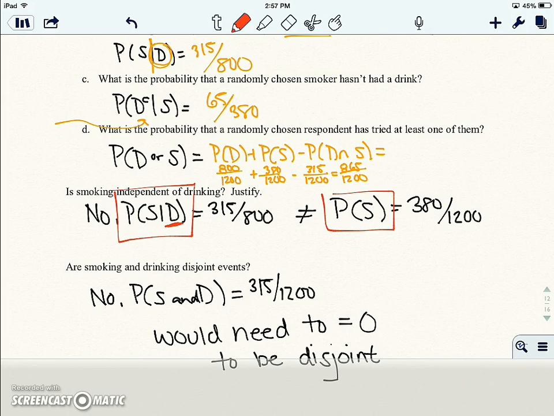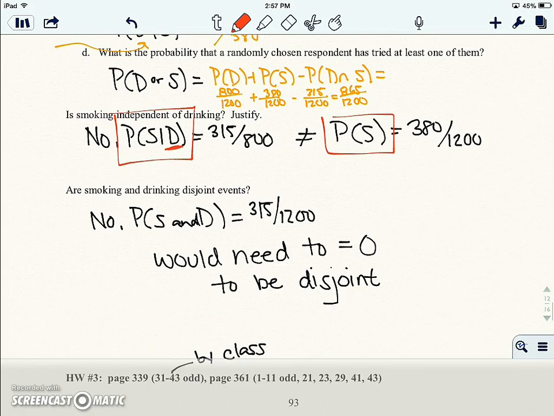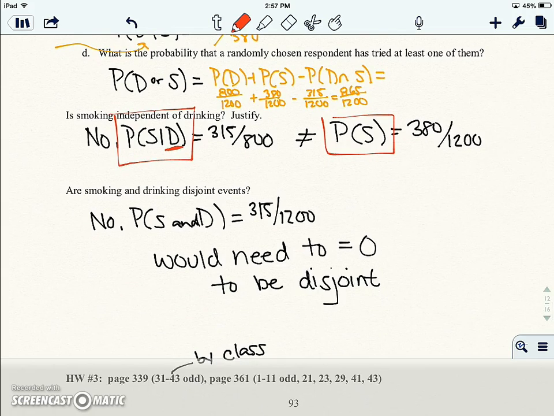And then, are smoking and drinking disjoint events? Again, the answer is no, because there would have to be no overlap. We would have no smokers that drink and no drinkers that smoke. But since the probability of smoking and drinking is 315 out of the 1,200 people they looked at, they are not disjoint. It would have needed to be 0.